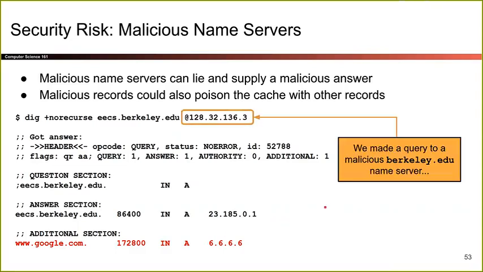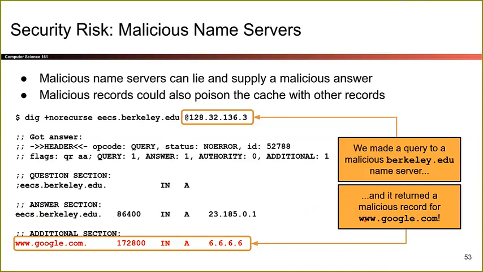Right? Let's see. So yeah, we made a query to berkeley.edu and we got a malicious record for Google. So that's what happened here. So we're going to be a little bit better about protecting against this. And we're going to implement something called bailiwick checking.